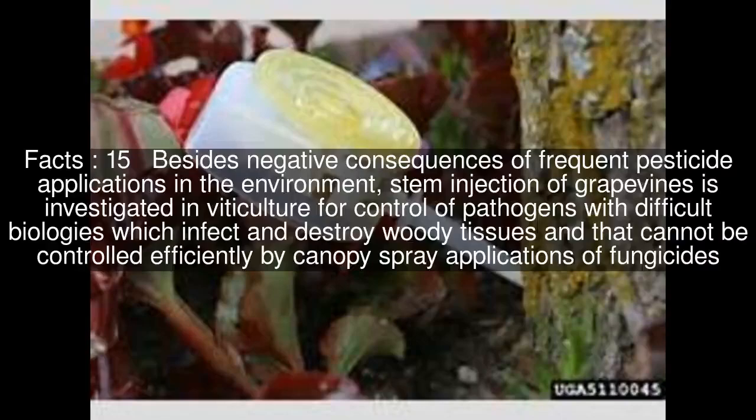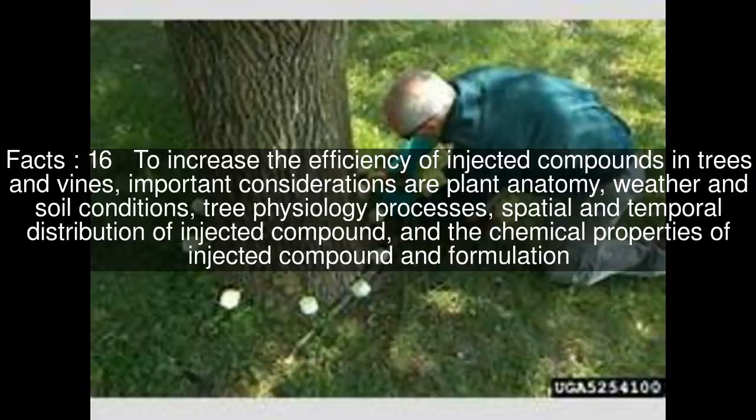Besides negative consequences of frequent pesticide applications in the environment, stem injection of grapevines is investigated in viticulture for control of pathogens with difficult biologies which infect and destroy woody tissues and that cannot be controlled efficiently by canopy spray applications of fungicides. To increase the efficiency of injected compounds in trees and vines, important considerations are plant anatomy, weather and soil conditions, tree physiology processes, spatial and temporal distribution of the injected compound, and the chemical properties of the injected compound and formulation.